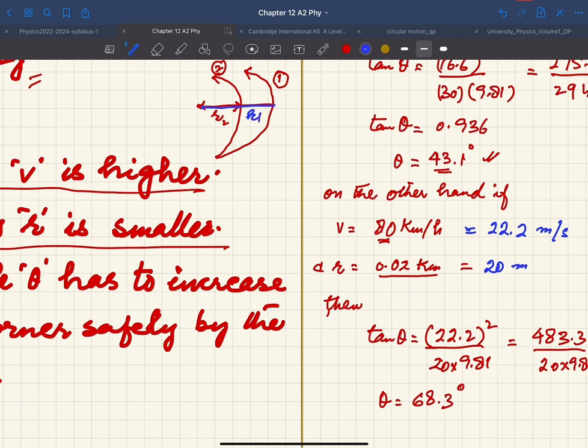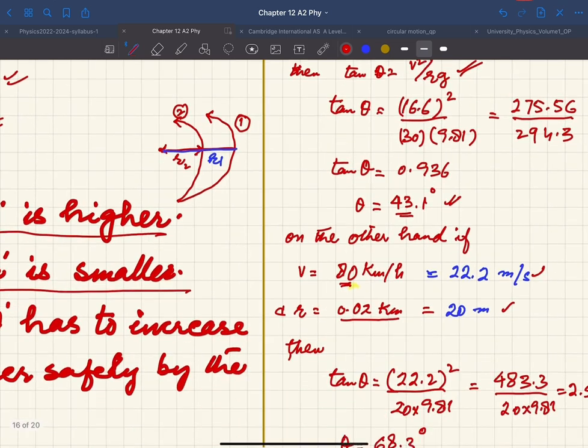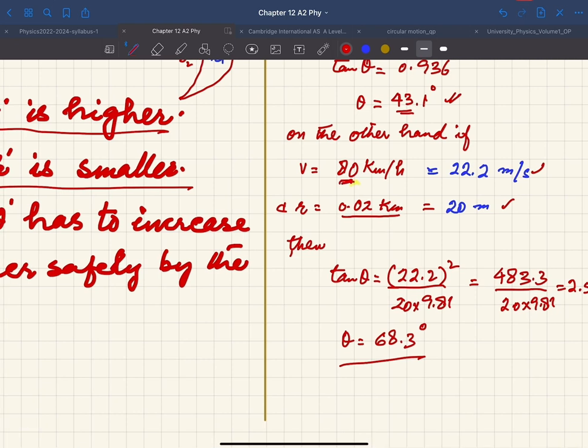So what we did, we increased the speed from 60 to 80, and decreased the value of the radius from 30 to 20. This is kilometers per hour, this is the kilometer, of course we have converted the units, and these are the values now. When you use the same equation, tangent theta is equal to V square over RG, this is the calculation, and here you have the angle 68.3. So if you want to take a turn with a higher speed and a smaller radius, then you have to lean yourself with a greater vertical angle.